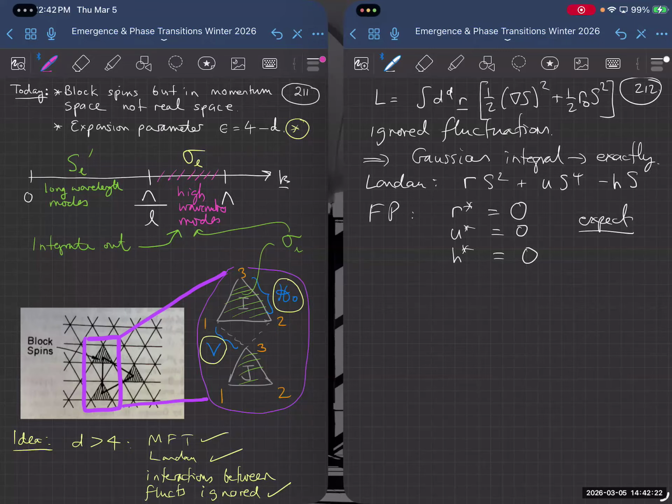Now, what's going to happen is when we go to D less than 4, we know that this fixed point can't be true.